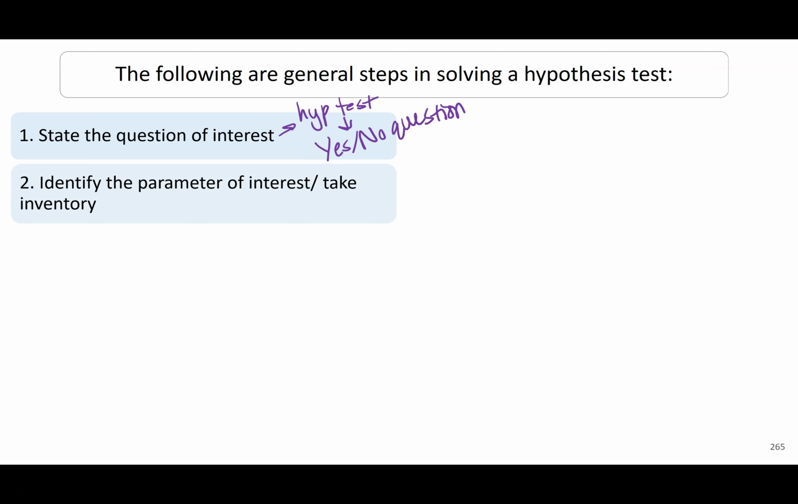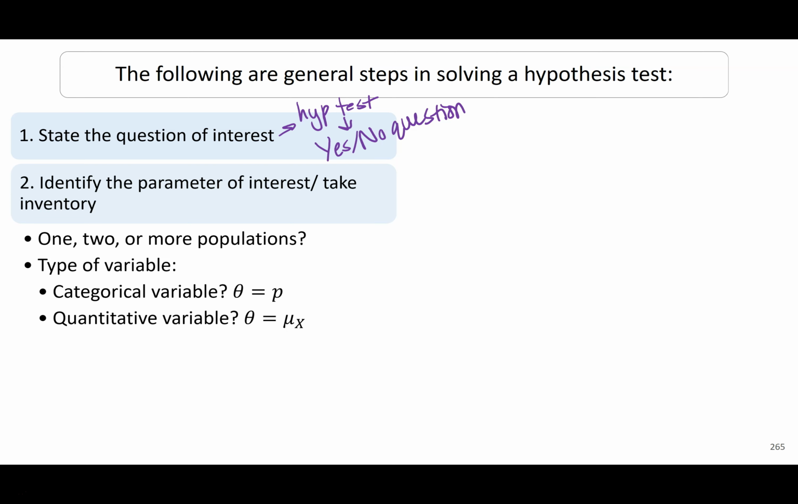Step 2 is going to be identical. We want to know what our parameter of interest is, and we're going to take inventory from the information that we have in the prompt. We want to know if we're comparing one population, two, or more. At least through this week, we're going to stick to one; we're going to introduce two next week. As for type of variable, once again, if it's categorical, go with proportions, which will be a p. If it's quantitative, we're usually going to look at the mean, so mu.